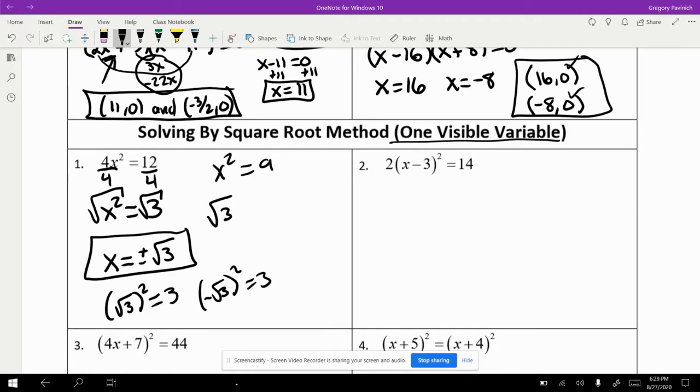That's a common mistake. So I'm going to write these. These are my x-intercepts, right? They are. Boom. Okay? You might say, wait a second, you didn't solve this.